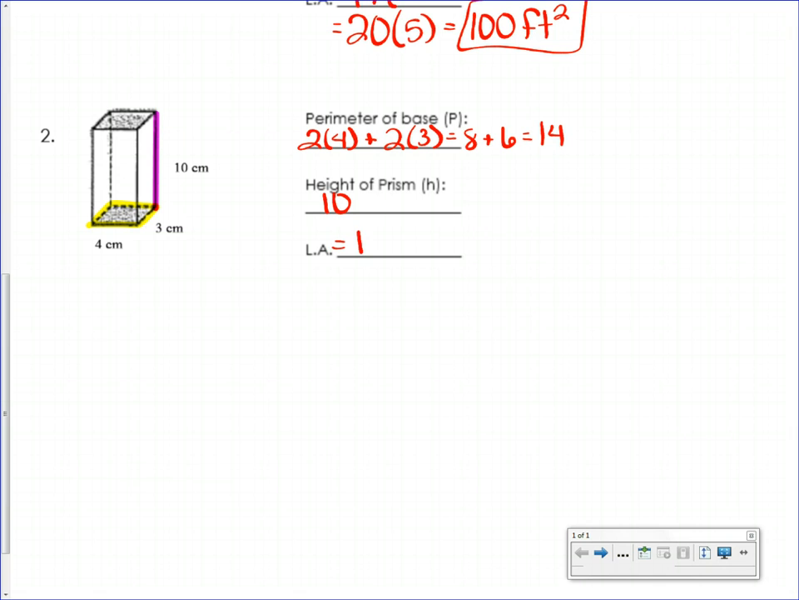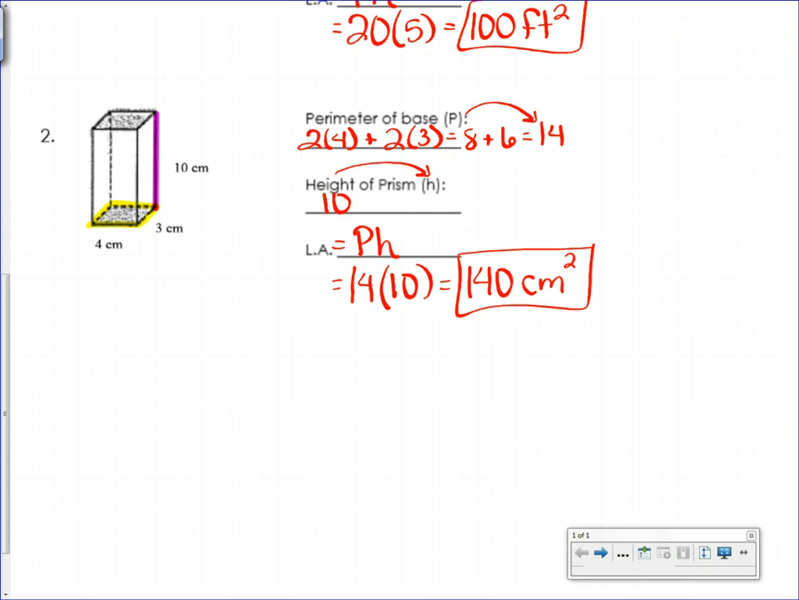And then we plug it into our formula. P times H. We've calculated P, it's right here. Perimeter of my base is 14. And the height of the prism, H, we said was 10. So 14 times 10 is 140, and then centimeters squared because we're talking about area.